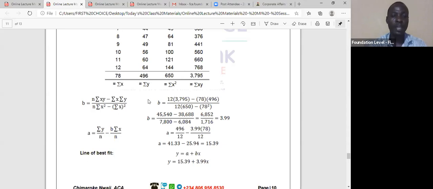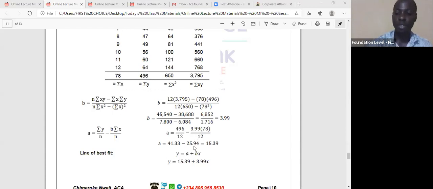So look at your sigma y, which is this figure here, 496, divided by 12, then minus your B, which you've gotten, 3.99, multiplied by sigma x, 78 divided by 12. So let's do it together. I will say 496 divided by 12. I'm getting 41.33 to 2 decimal places. Second one is 3.99 multiplied by 78, then divided by 12, 25.94 to 2 decimal places.